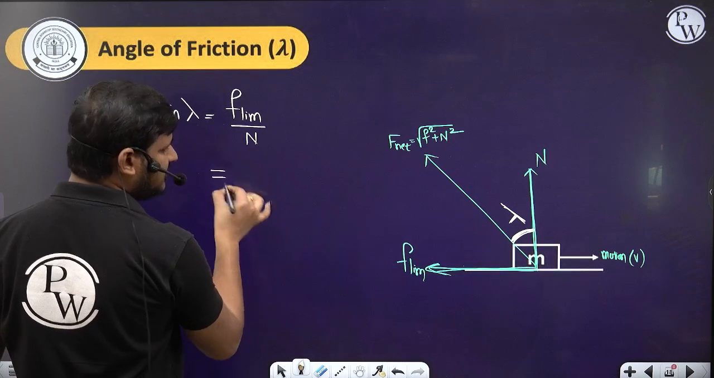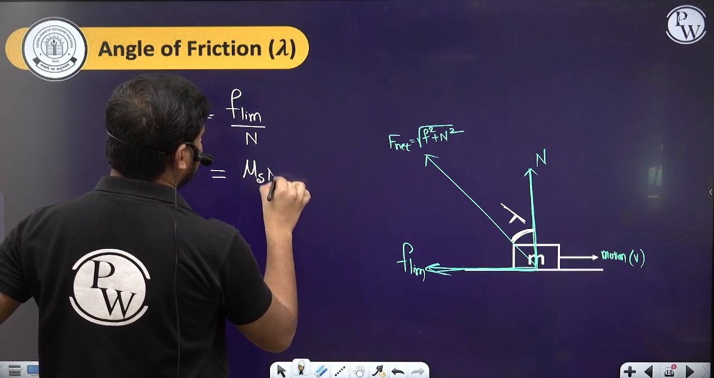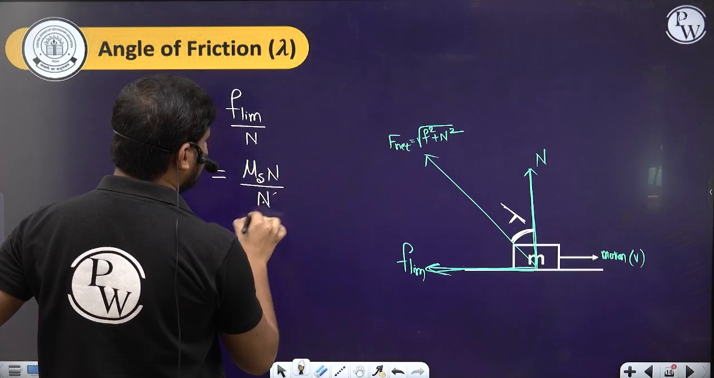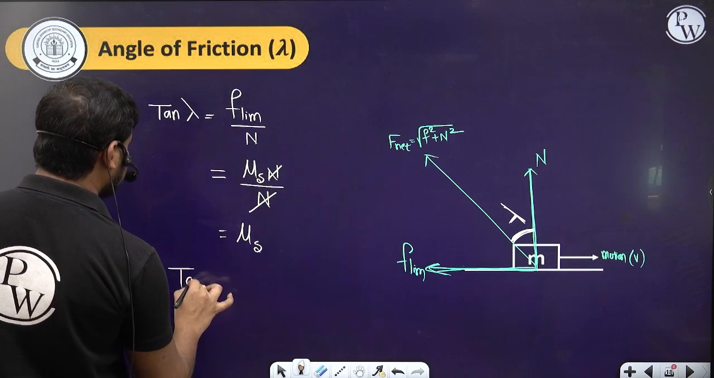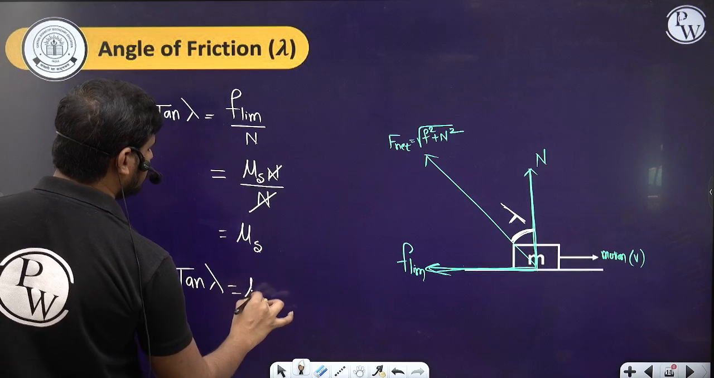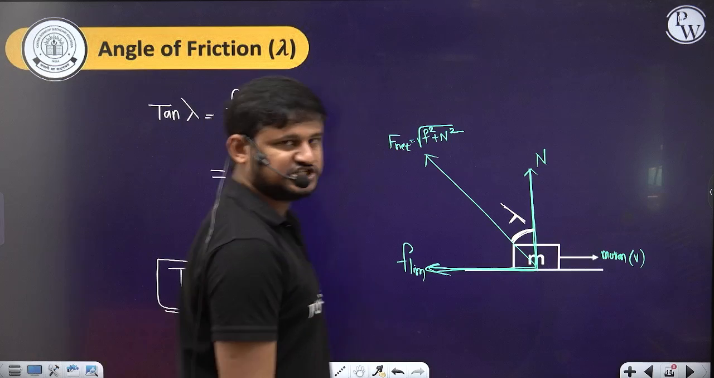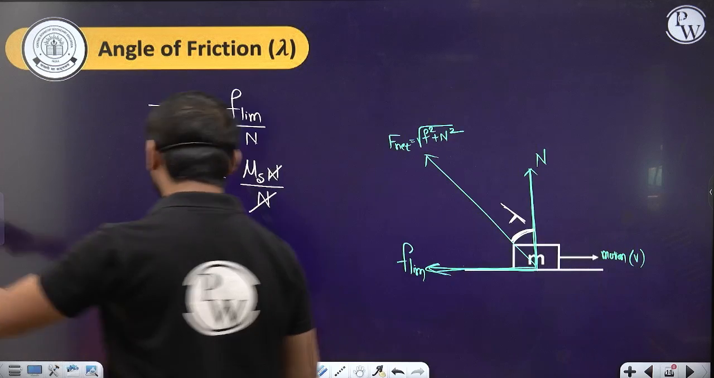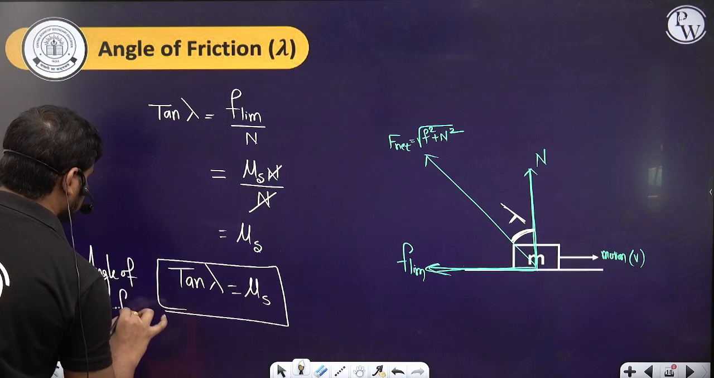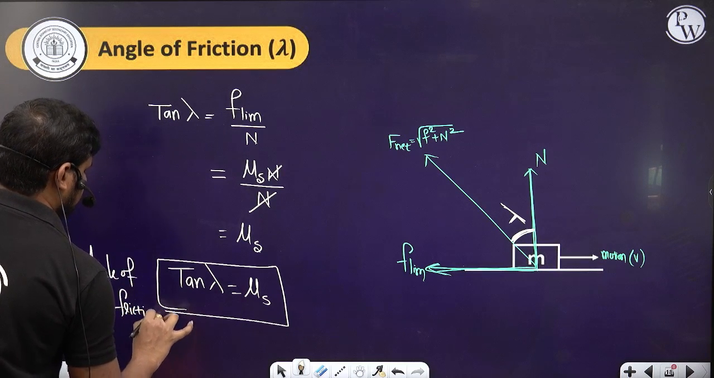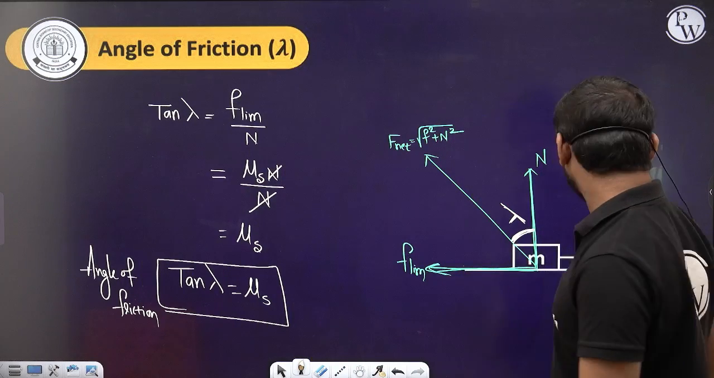So what is F limiting? We know that F limiting is mu s into N by N. So here N cancels, which equals mu s. Therefore tan lambda equals mu s, and this is called the angle of friction. Lambda is the angle of friction. Done? Clear guys, this concept? Chalo, so next.